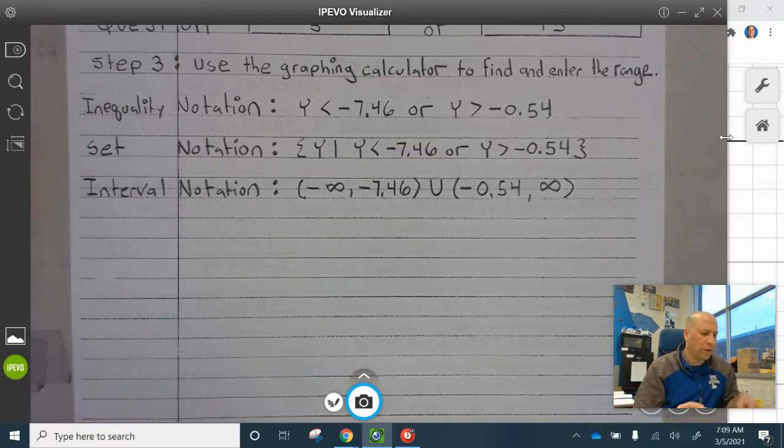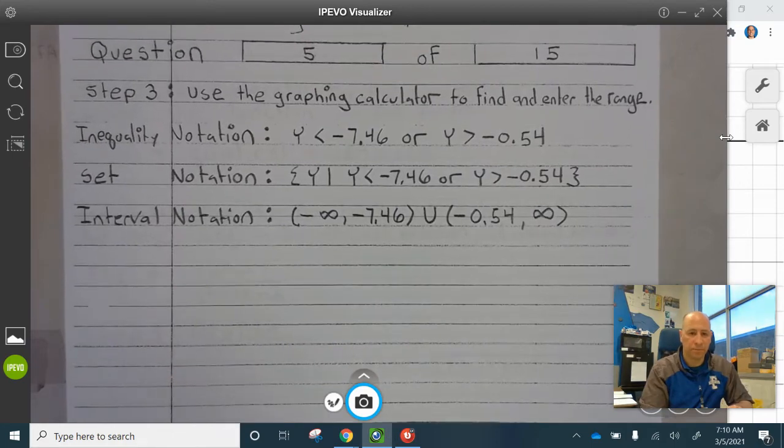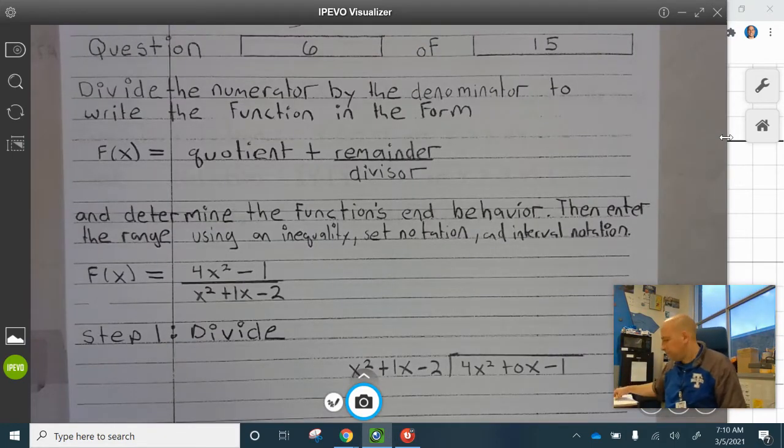So in inequality notation, y is less than negative 7.46 or y is greater than negative 0.54. In set notation, it's y such that y is less than negative 7.46 or y is greater than negative 0.54. Interval notation is negative infinity to negative 7.46, not including that number, or not including negative 0.54 to infinity.